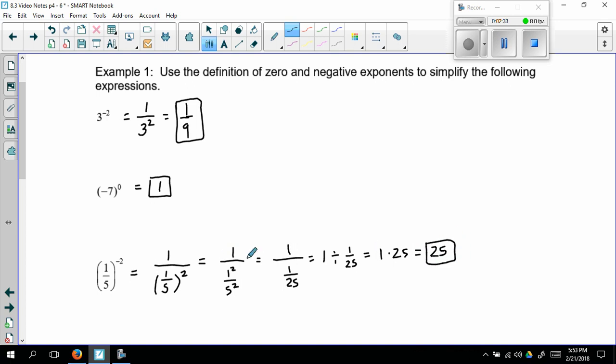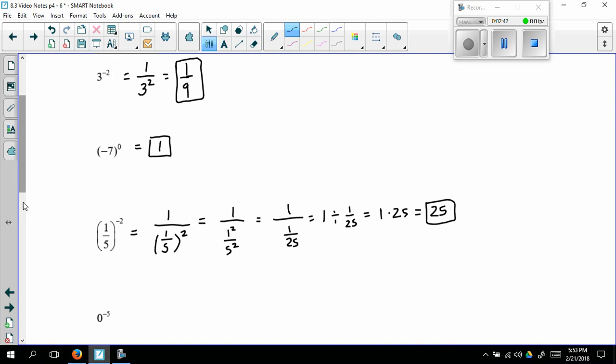When you show your work, you could go right from here to here. But in case fractions are not your friend, I'm just reminding you. And then there's one more problem. I have 0 to a negative power. I define that as 1 over 0 to the positive power. 0 to the 5th power is just 0. Well, I can't divide by 0, so in this case, it's undefined.